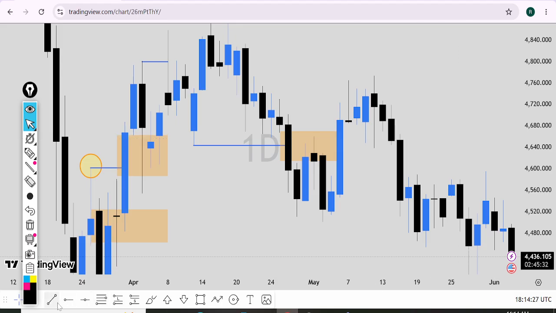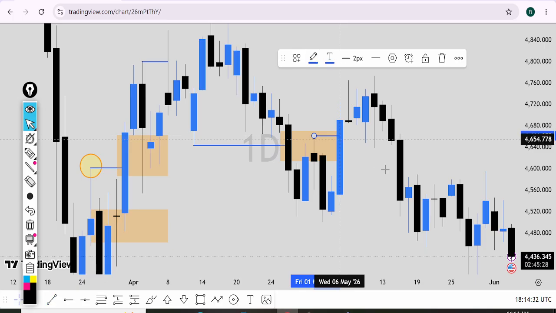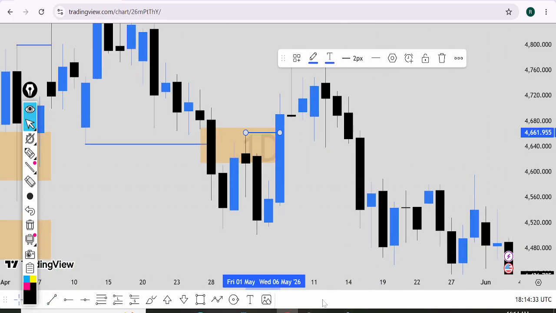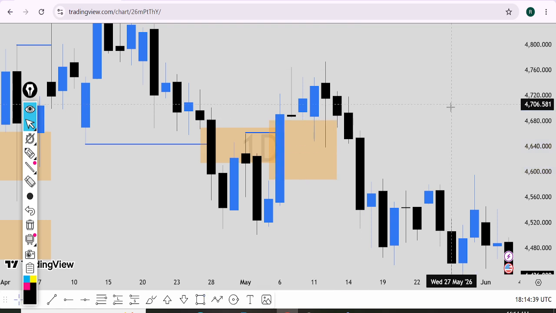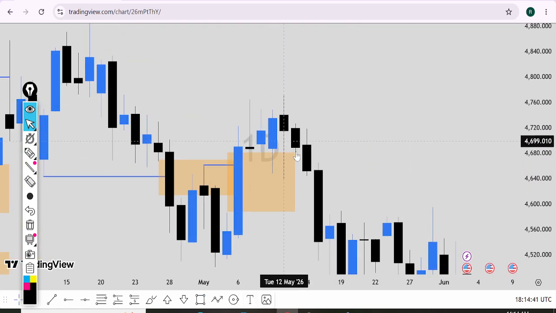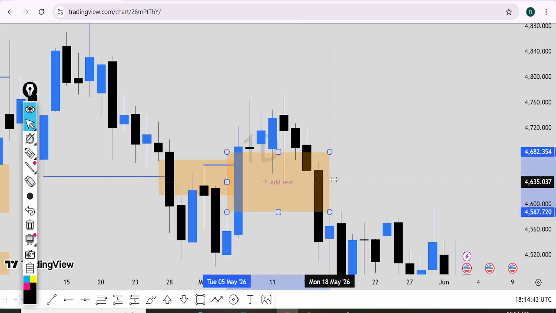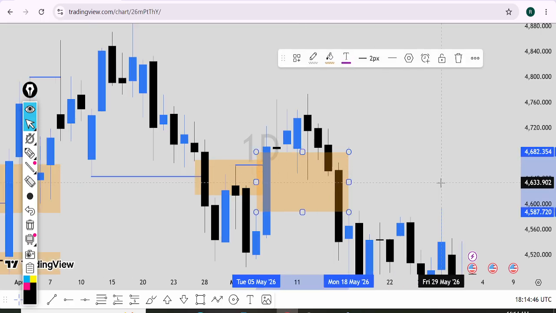Then price has shifted its structure to the buy side. When price has shifted its structure to the buy side, what's your direction? Your direction should be the buy side. Your direction should be the upside. What we have here is a fair value gap. Price has taken so many rejections from the fair value gap, and at the end price has broken it.